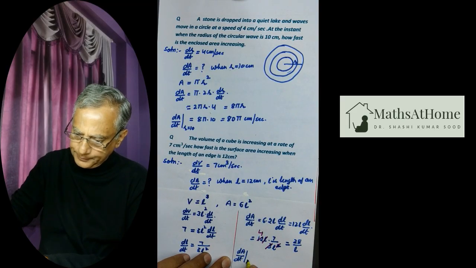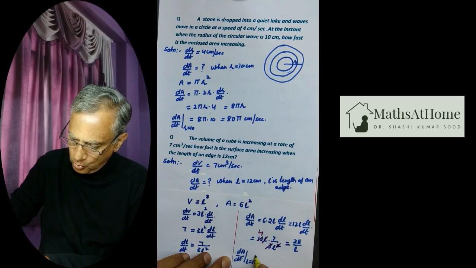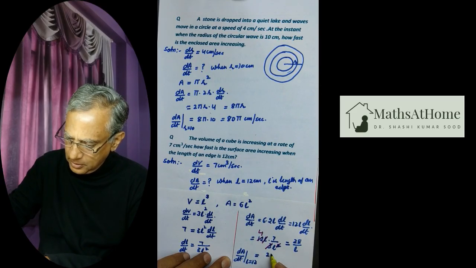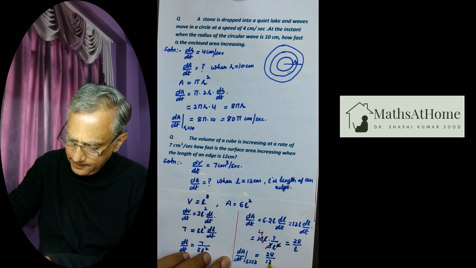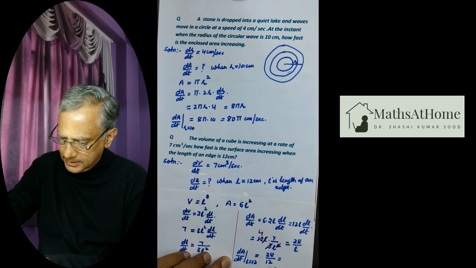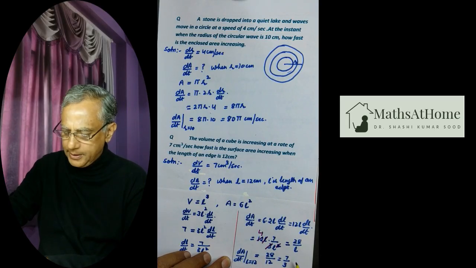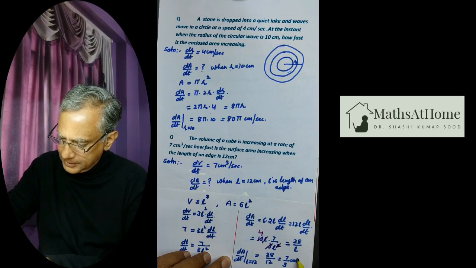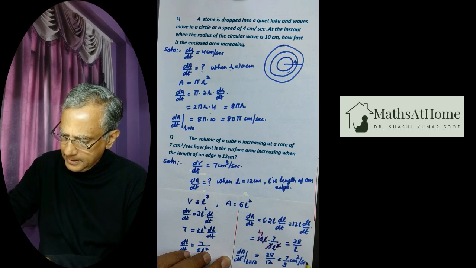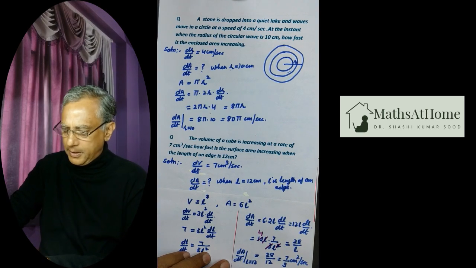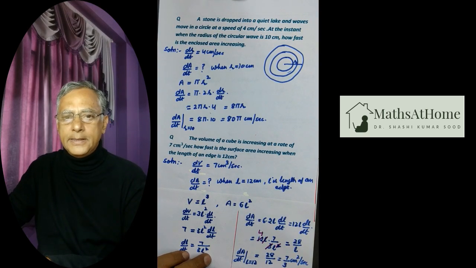And therefore dA by dt at L equal to 12 centimeters is 28 by 12. This is equal to, 4 cancels, we get 7 by 3 centimeter square per second.